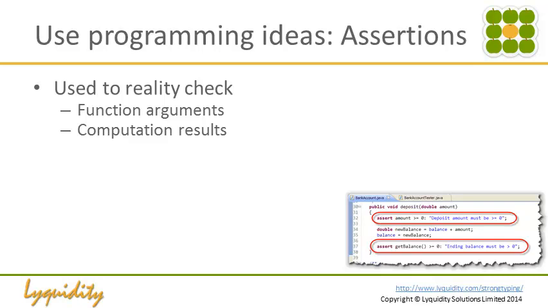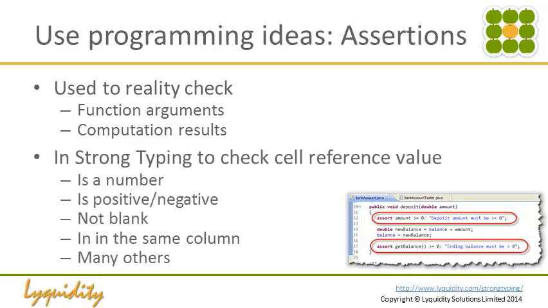The last idea borrowed from programming is the use of assertions. In programming, assertions are commonly used to test the validity of arguments passed to a function, or to perform a reality check on the results of a computation. Typically they will output an error or warning message if the assertion fails. In StrongTyping there are many assertions built in, and these can be used to fine-tune formula validation.